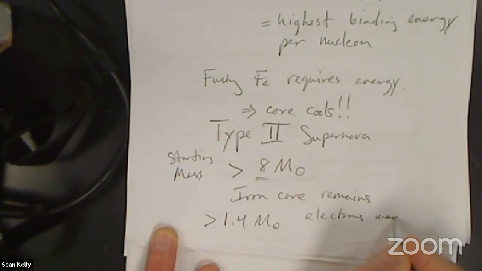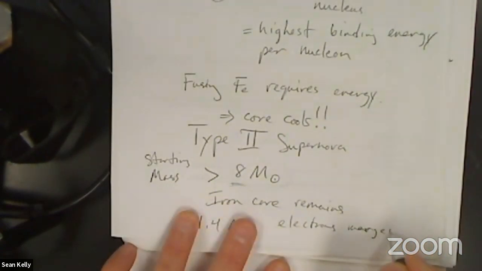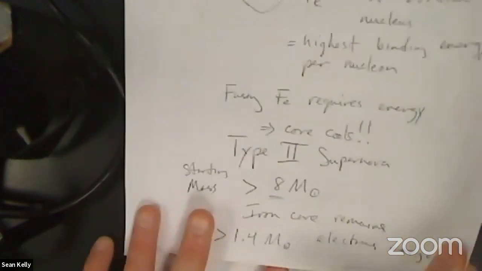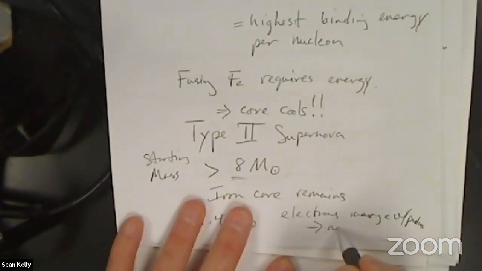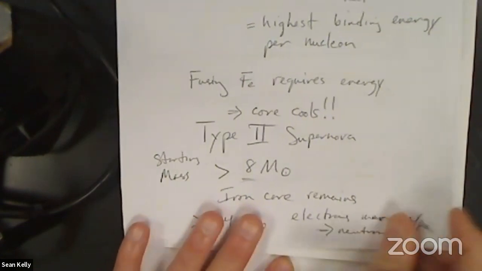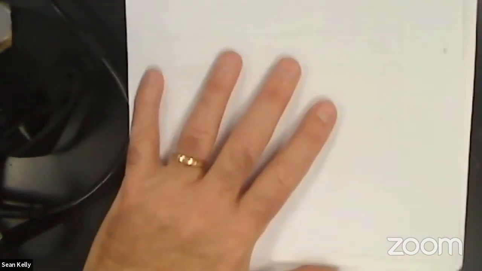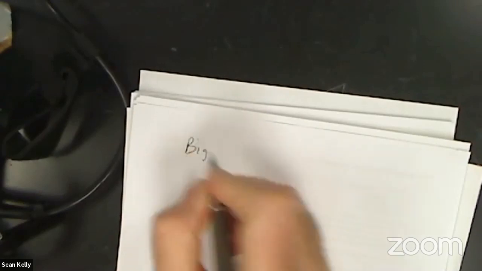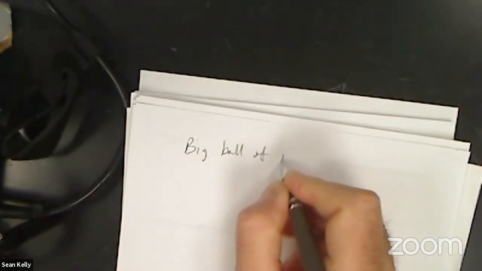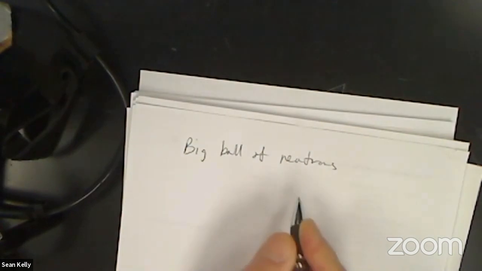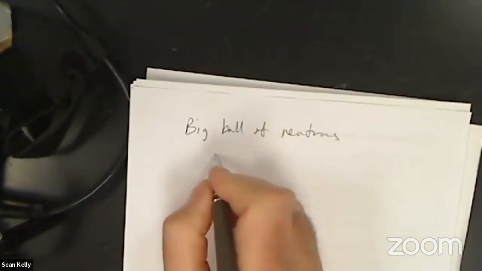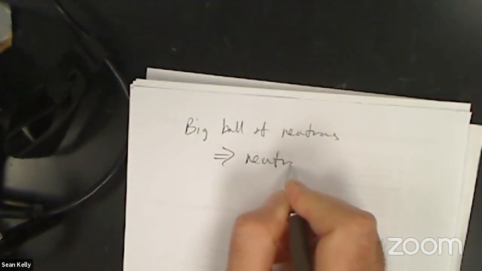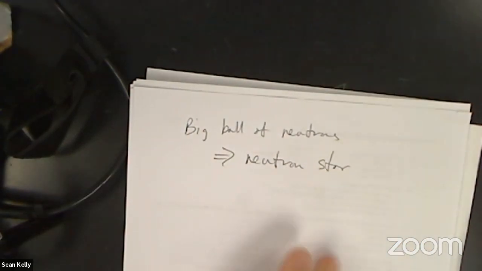So the electrons merge with protons, right? In the core. And what do they become? Neutrons. So we're going to get a big, giant ball of neutrons. What do we get? We get a big ball of neutrons. Okay, what's the scientific name for a big ball of neutrons? A neutron star.